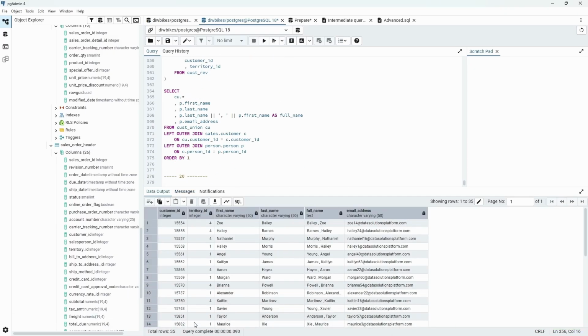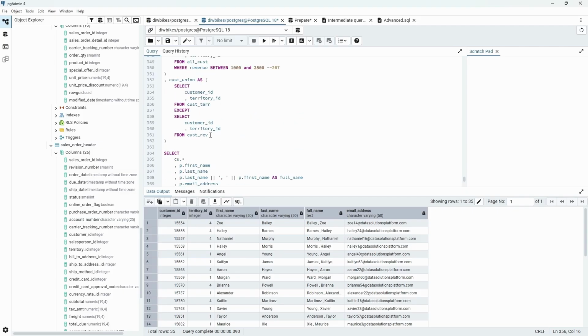Now you can see that we have 35 customers and territory that do not exist in the revenue criteria. And we can do vice versa as well. We can also say the ones that exist in revenue but not in this criteria. So this is just to understand the concept of except. Basically, if we look at this particular customer and territory, you won't see that in this particular criteria.